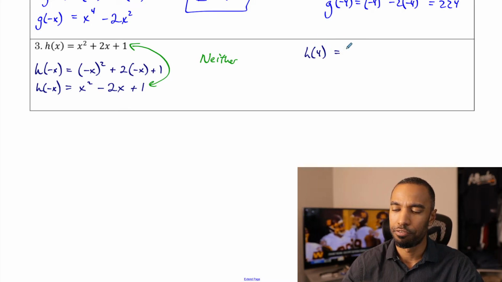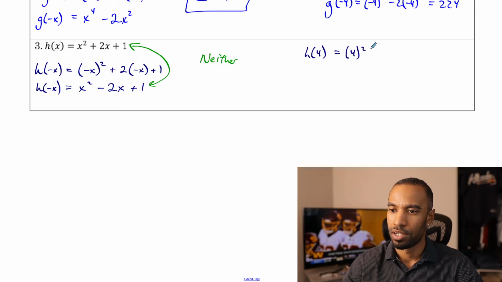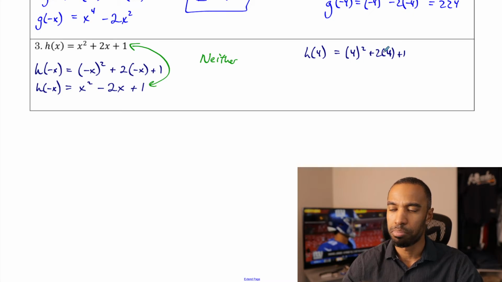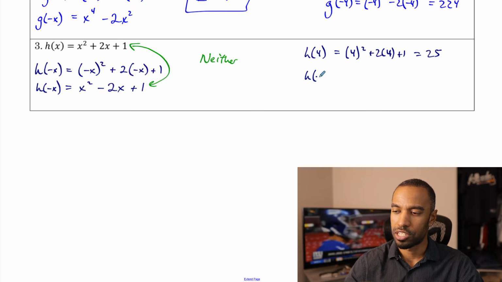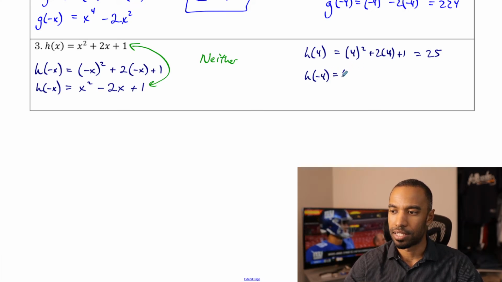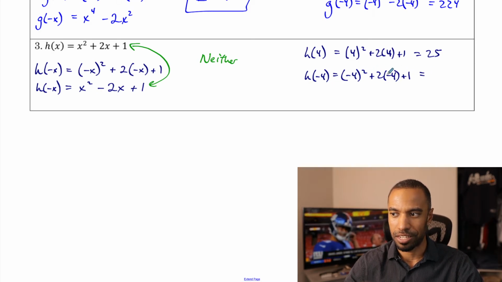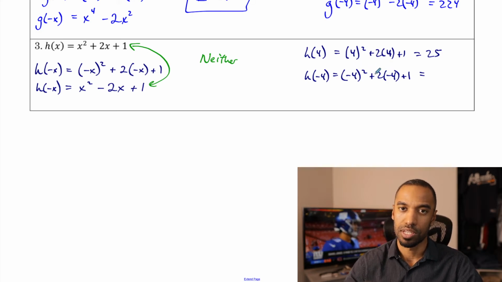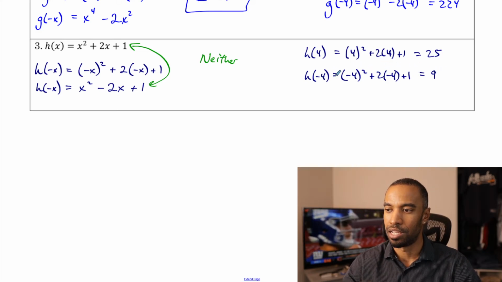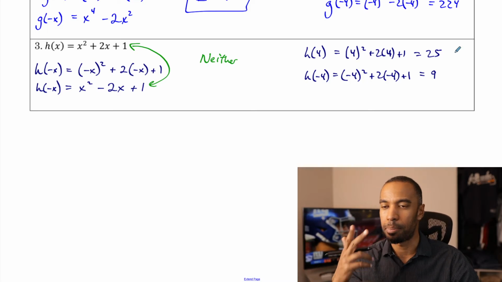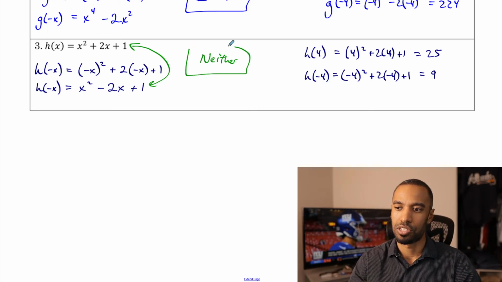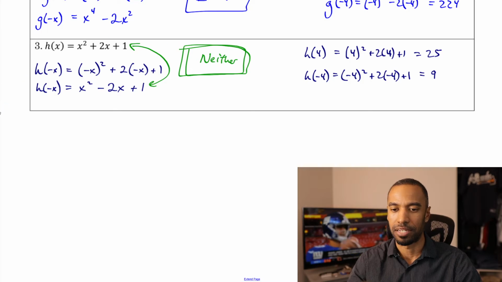Let's keep at it. H of 4 here, that would be 4 squared plus 2 times 4 plus 1. 16 plus 8 is 24, plus 1 is 25. When x is 4, y is 25. When x is negative 4 here, you get negative 4 quantity squared plus 2 times negative 4 plus 1. Negative 4 squared is still 16, but then 2 times negative 4 is minus 8. So 16 minus 8 is 8, plus 1 is 9. So 2 different y values, not the same, not opposite. This is a neither case. This is neither even nor odd, by definition.